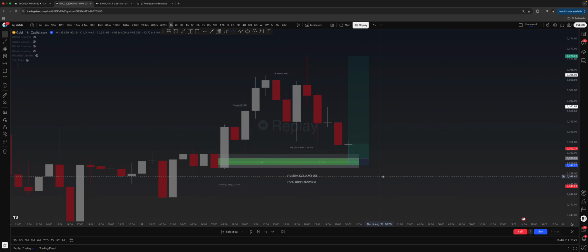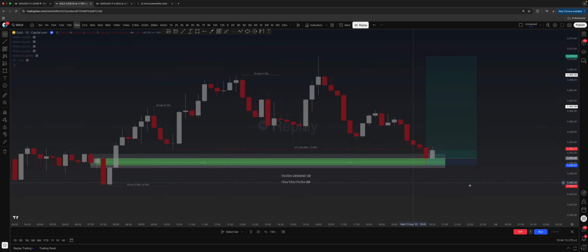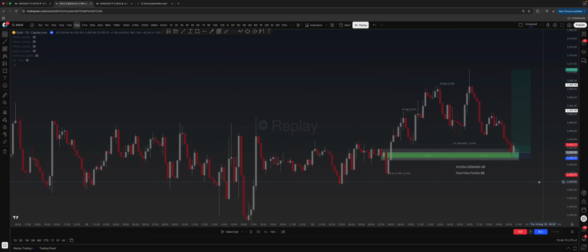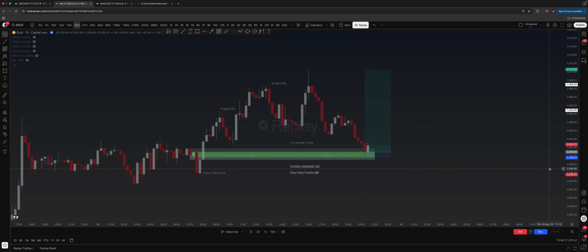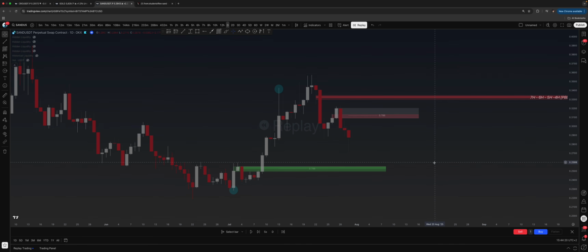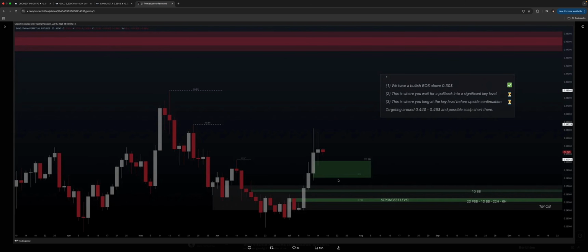Yeah, so this is basically it for the gold trade. Very simple, waited for the candle close and entered. Then with sand, yeah, this is the one I shared on Twitter.